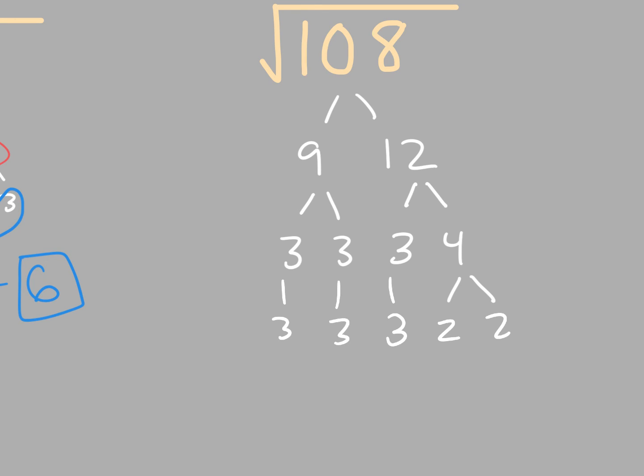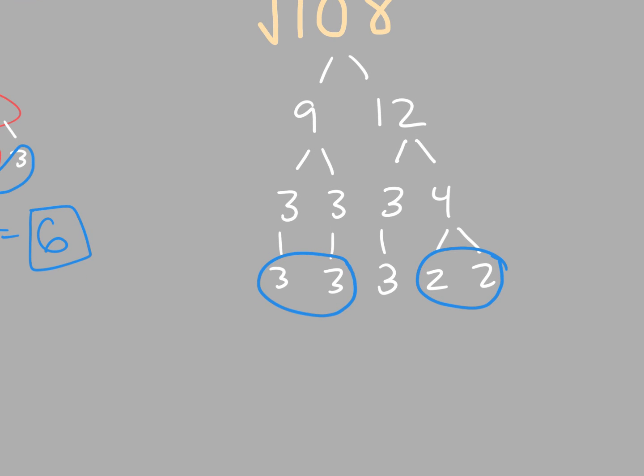Do I have any pairs? Yeah. 3, 2, and 2. How many 3s am I going to circle? So 2 of them, because I can only circle 2 at a time. And then what else? 2 and 2. I have a pair of 2s. It's like the pairs go on the outside, and then whatever is like a single goes in the square root. Pairs go on the outside.